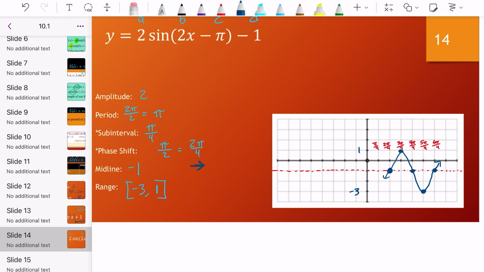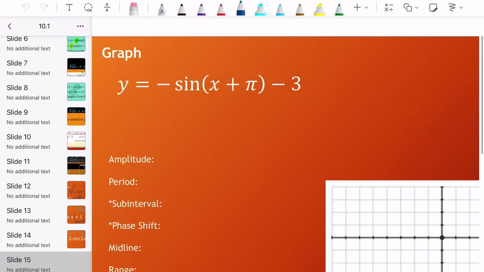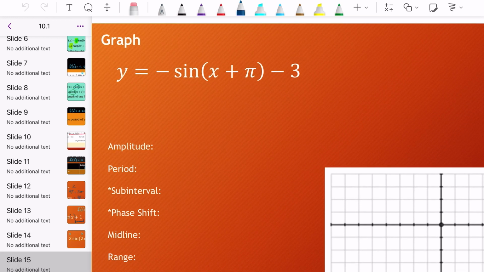Last slide we're going to take a look at is slide 15. In this case, we can label each one of the pieces that we have. In this case, A is -1, B is a +1, C is our positive pi, and D is -3.